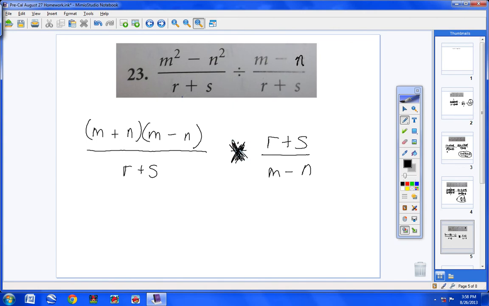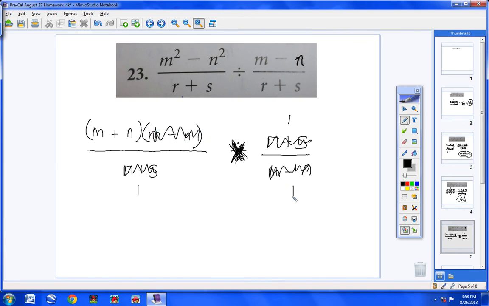And now step 3 says cross cancel and reduce as much as possible. This is r plus s. It's a whole group. That would cancel with r plus s. So I have nothing left here. I'll put a 1. Nothing left here. I'll put a 1. M minus 1, this whole group here would cancel with m minus 1.